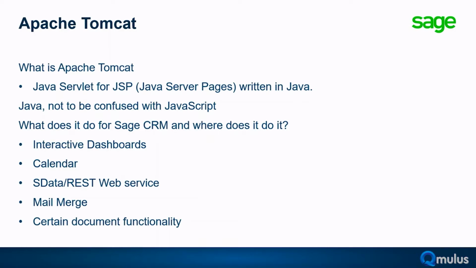Okay, so what does this Apache Tomcat do for us? Well, there are a couple of features that are dependent on it in Sage CRM, like the interactive dashboards, the calendar, S-Data or the REST web service, mail merge, and as well as certain document functionality, like uploading of documents, is dependent on Tomcat.